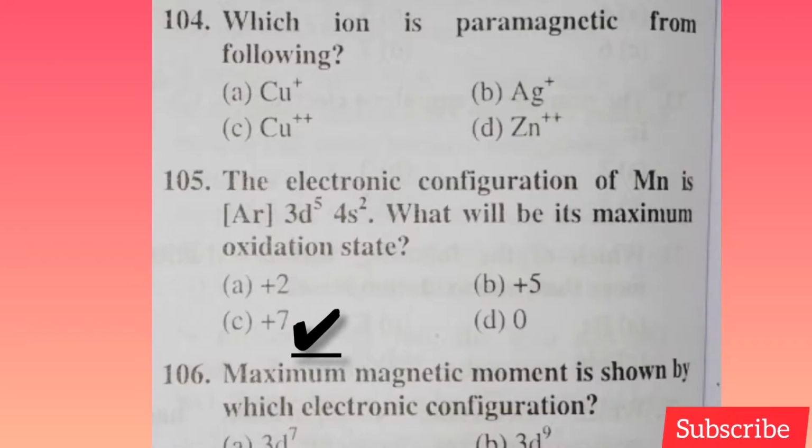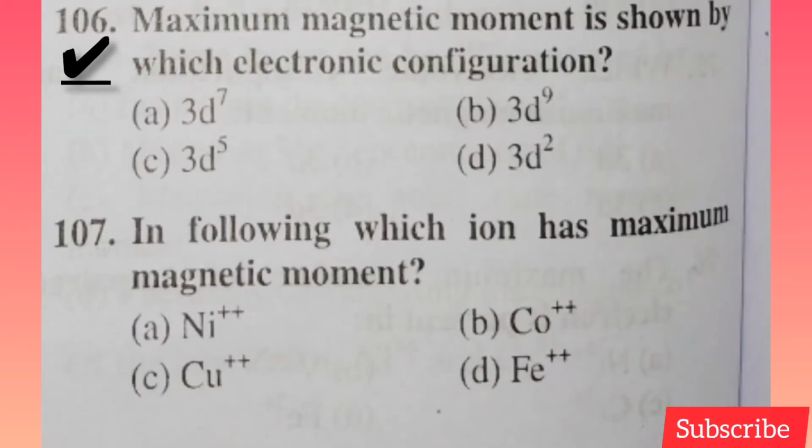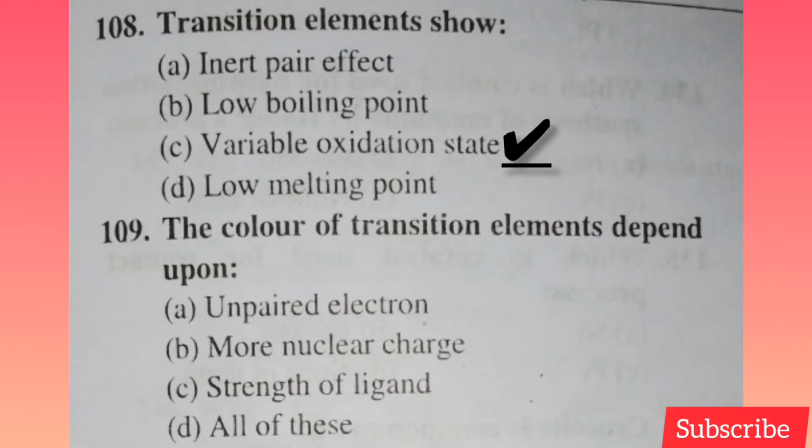Option C is correct. Maximum magnetic moment is shown by which electronic configuration? Option C is correct. In following which ion has maximum magnetic moment? Option D is correct. Transition elements, so option C is correct. The color of transition elements depends upon unpaired electrons. The option A is correct.